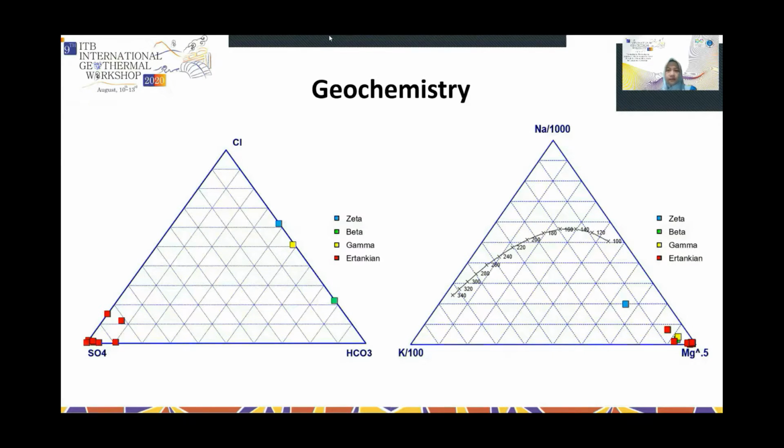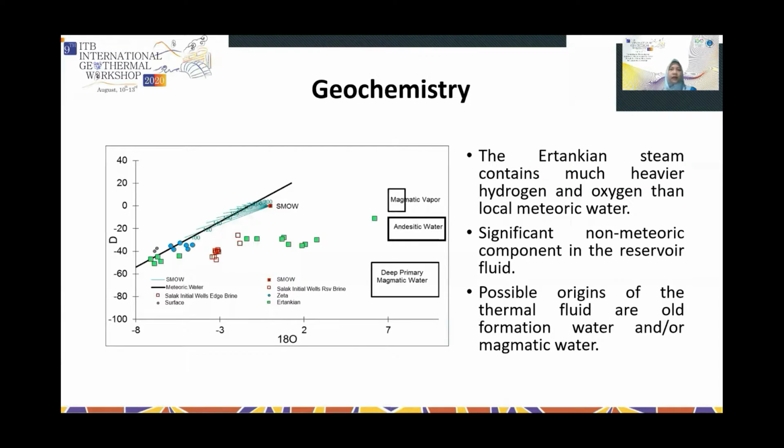partial equilibrium state. A significant aspect of the Ertankian fumarole chemistry is the stable isotope composition of steam condensate. The Ertankian steam contains much heavier hydrogen and oxygen than local meteoric water, indicating a significant non-meteoric component in the reservoir fluid. The presence of the non-meteoric component implies a strong flux of the component into the geothermal reservoir relative to meteoric water influx during the historical life of the system. Possible origins of the thermal fluid are old formation water and/or magmatic water.